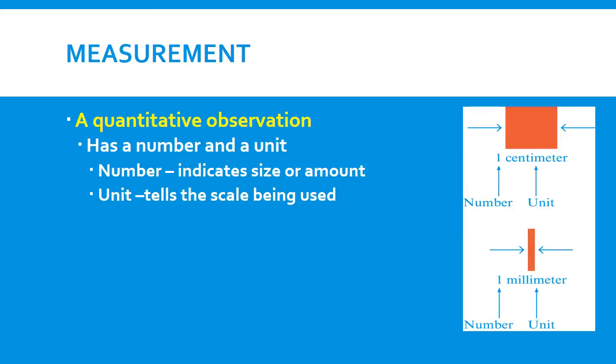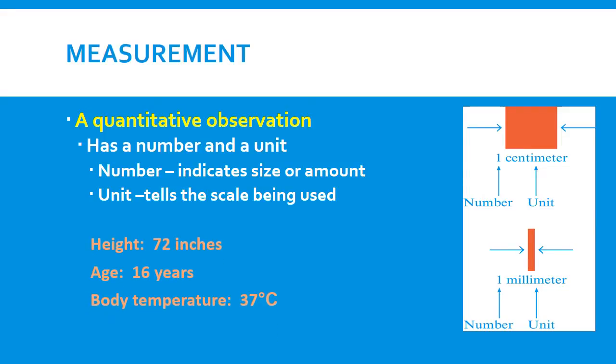So here we have two measurements of length. We have 1 in centimeter and we have 1 in millimeter. They both have the same number, so they have the same size, but the unit or the scales are different. The first one is measured in centimeter and the second one is measured in millimeter. Just as if we take several other measurements like height, your age, body temperature. But we can also express these in different units. So your height could be given in feet or inches. Your body temperature could be given in degrees Celsius or degrees Fahrenheit.